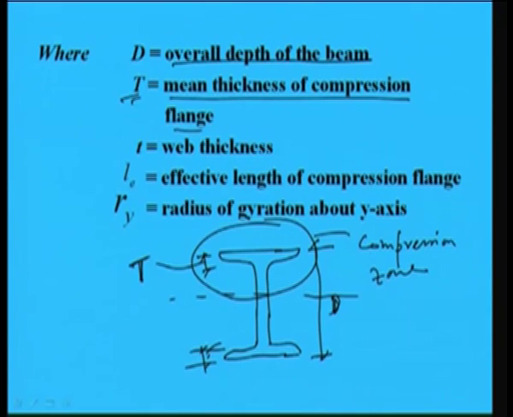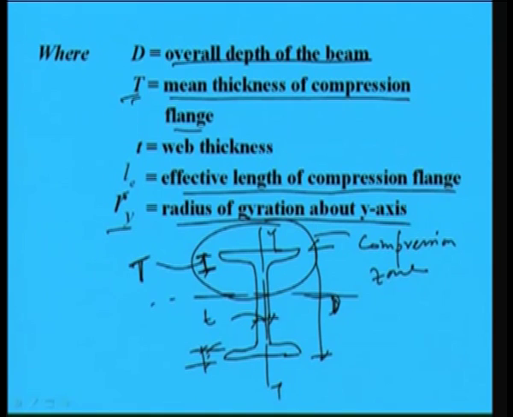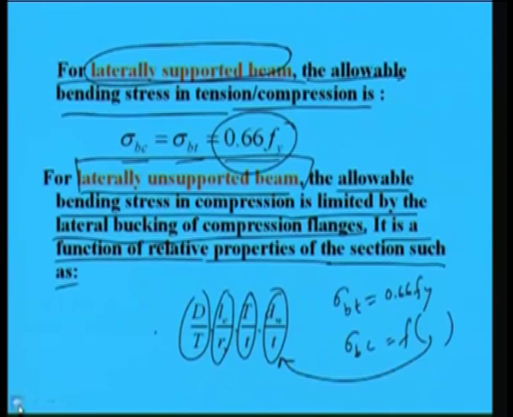T is equal to this width, the mean thickness of the compression flange, and small t is the web thickness, this is called small t, and Le is the effective length of the compression flange, and Ry is the radius of gyration about the y axis. If this is y, and if this is x, then Ry is the radius of gyration about the y axis, right.